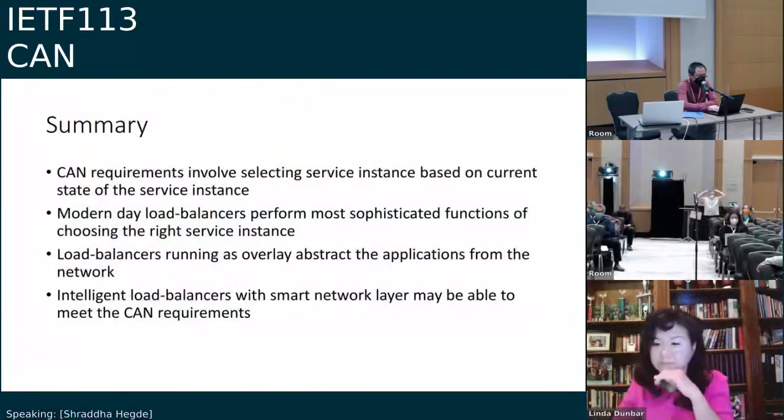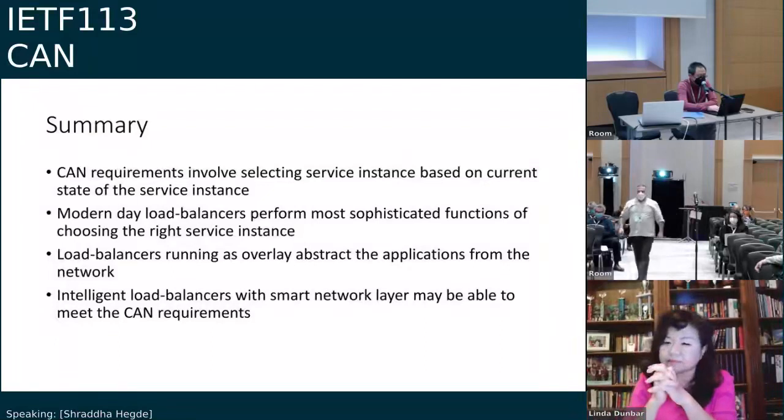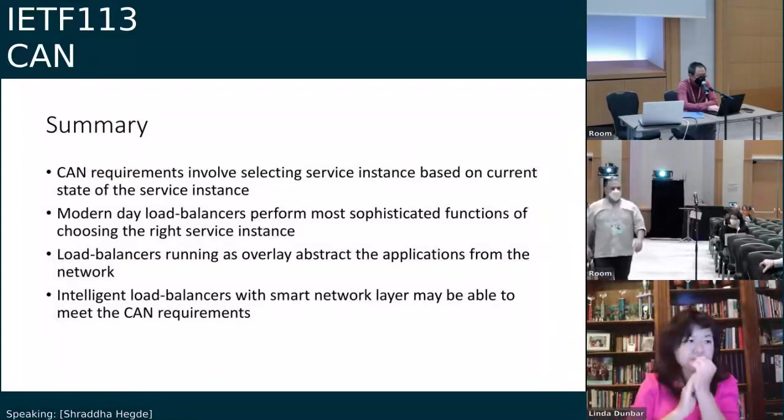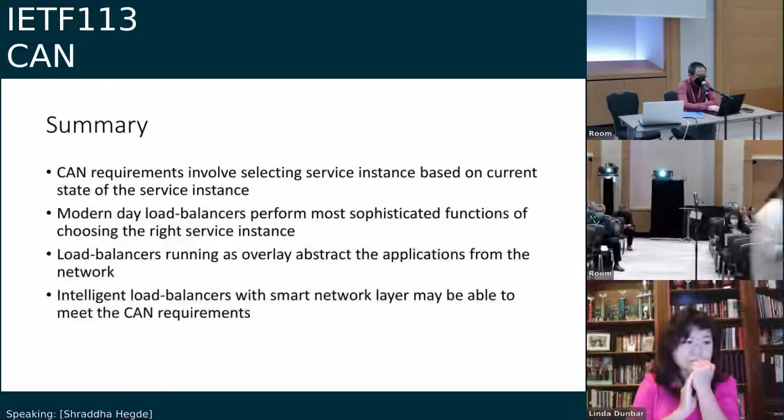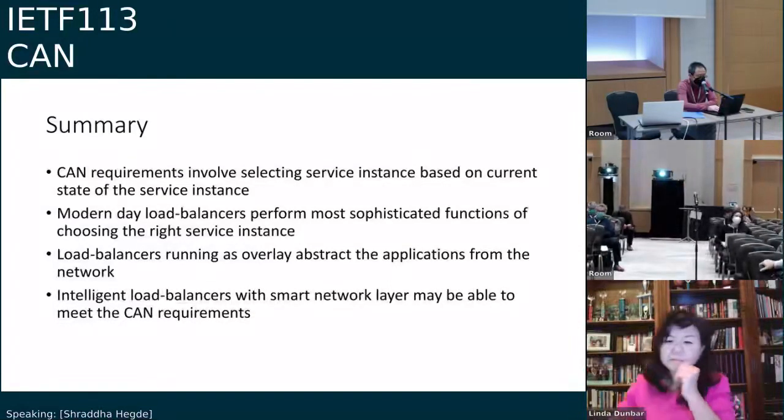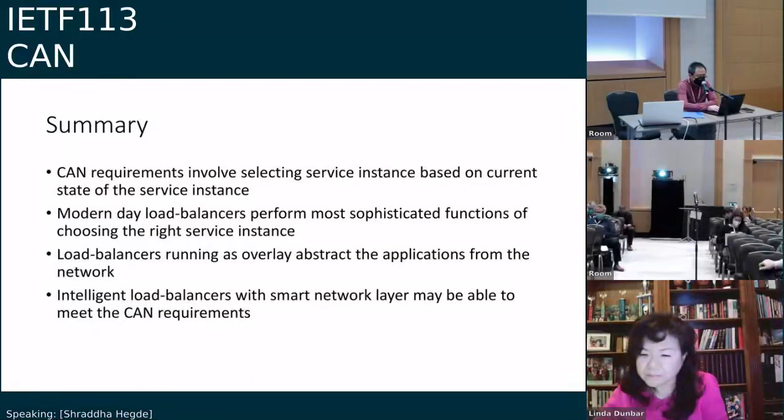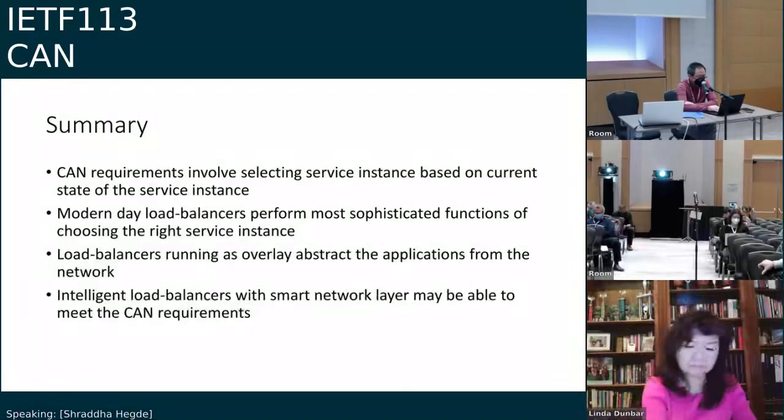Yeah, so in summary, the CAN requirements involve selecting a service instance based on the current state of the service instance, and modern day load balancers perform sophisticated functions of choosing the right service instance. So they run in overlay, and they abstract the applications from the network. And so a combination of intelligent load balancers along with a smart network layer can probably solve the CAN requirements.